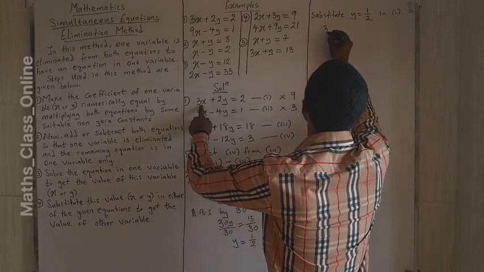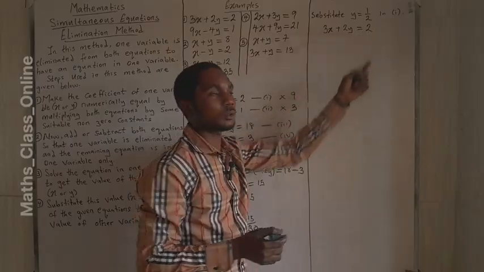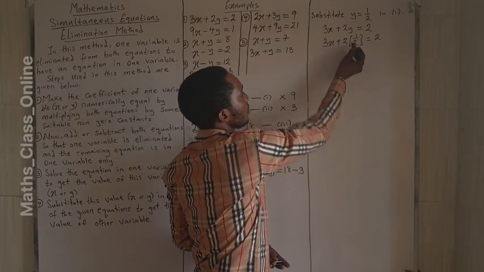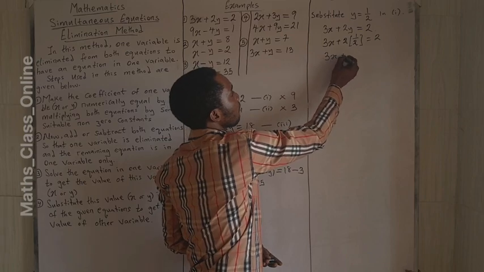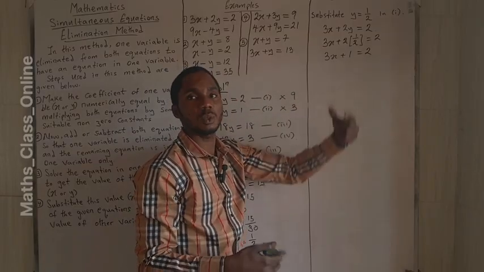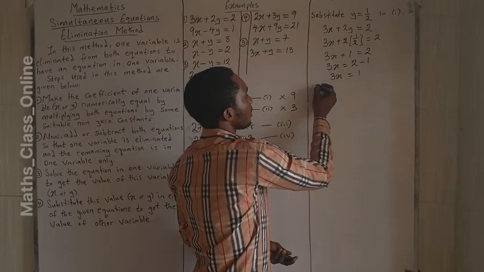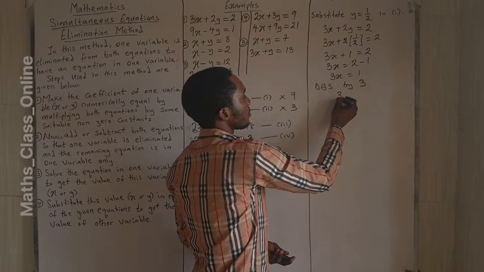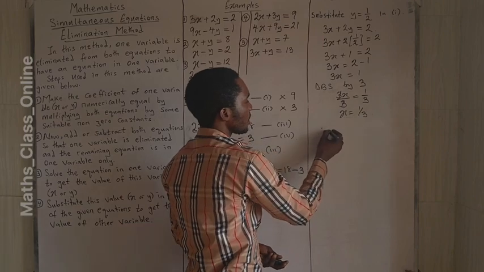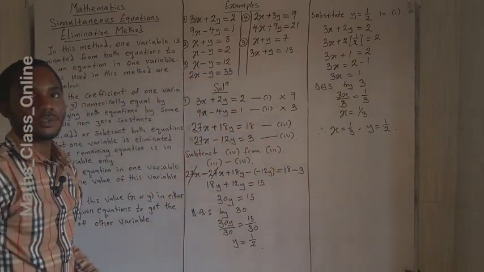What is equation 1? That is 3x plus 2y is equal to 2. What is the value of y? 1 over 2. 3x plus 2 times 1 over 2 is equal to 2. 2 can cancel this 2. So we are going to have 3x plus 1 is equal to 2. Collect the like terms. Move this positive 1 to the other side of the equation, and the positive will change to minus. That is 3x is equal to 2 minus 1. 3x is equal to 1. Divide both sides by 3. So this means that x is equal to 1 over 3 and y is equal to 1 over 2 for this system of equations. Example 2.